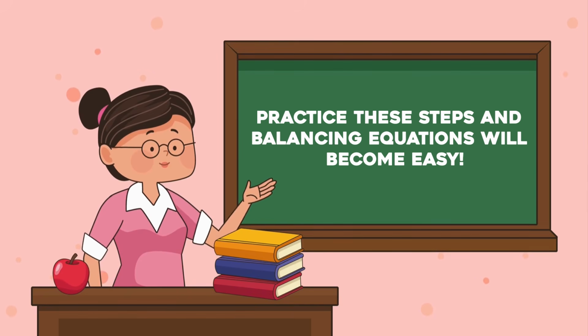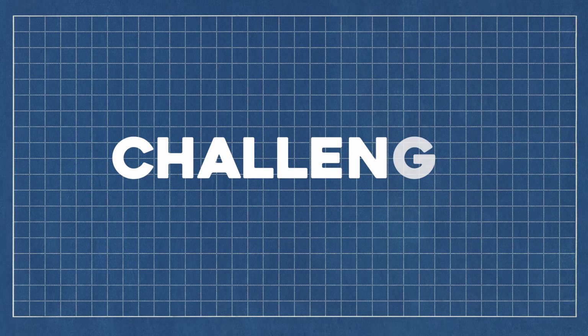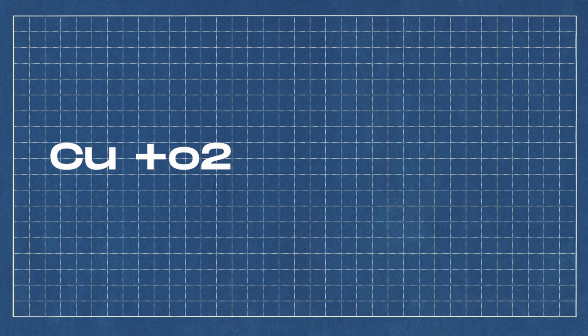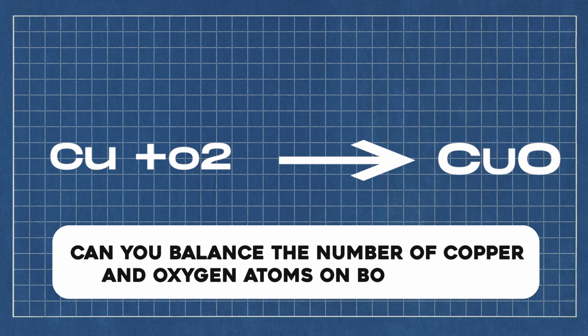Quiz: wow, you've learned how to balance chemical equations. Now, it's time for a challenge. Let's see if you can balance this equation all by yourself. Cu plus O2 gives CuO. Can you balance the number of copper and oxygen atoms on both sides?